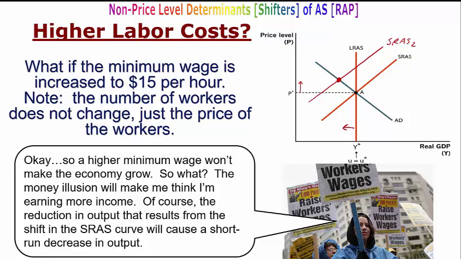And that's why we would end up seeing higher unemployment as a result of an increase in the wage in that respect, because this level of output doesn't require as many workers. And so the unemployment rate is going to go up.